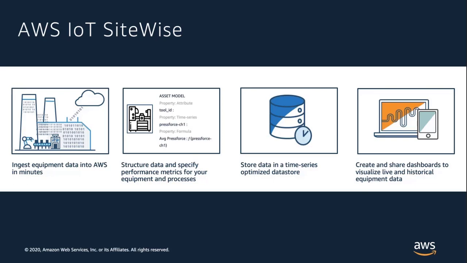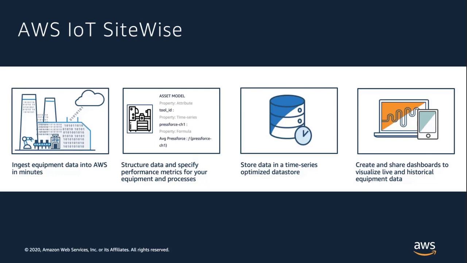The connector runs on common industrial gateway devices running AWS IoT Greengrass and reads data directly from servers and historians over the OPC UA protocol. You can also ingest data directly into AWS IoT SiteWise, either via MQTT or using the BatchPutAssetPropertyValue API. You can structure and organize the data from your assets using a rich asset modeling framework to create virtual representations of your equipment and processes from your sites.